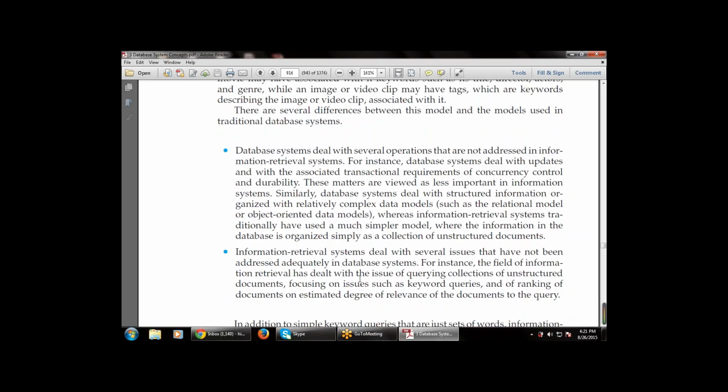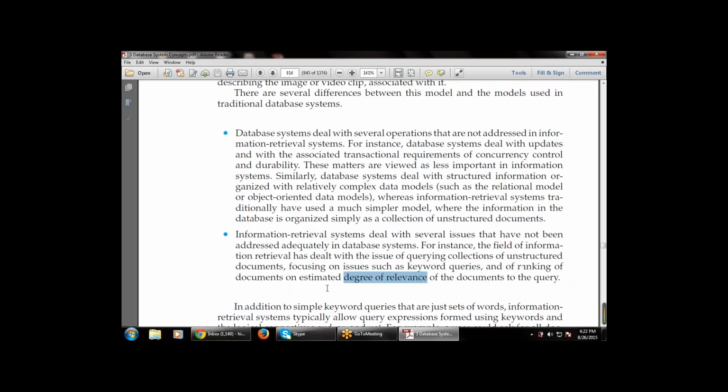The next point is that an information retrieval system generally deals with various issues that have not been addressed adequately in the database system. So if there is any issue that affects the database system, it can be resolved by the information retrieval system. For example, the field of information retrieval has dealt with the issue of querying collections of unstructured documents, focusing on issues such as keyword queries, ranking of documents, and relevance of the document to the query.